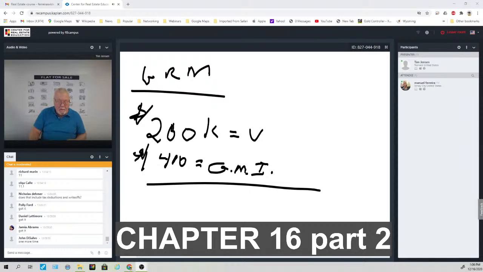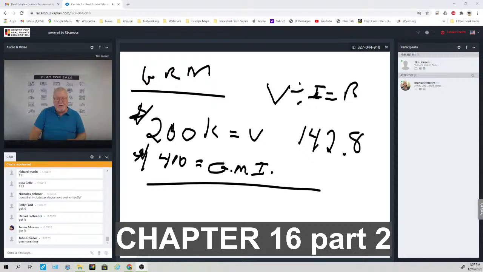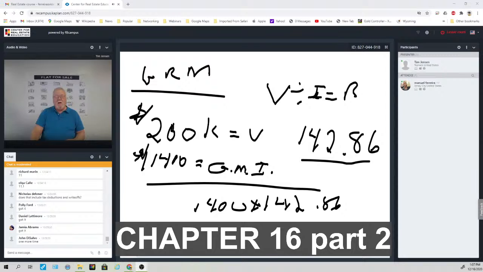How do I determine rate? Value divided by income equals rate in this case. Therefore, the gross rent multiplier of this equation is 142.86. So if I were to take the income of $1,400 times 142.86, I get a value of approximately $200,000.